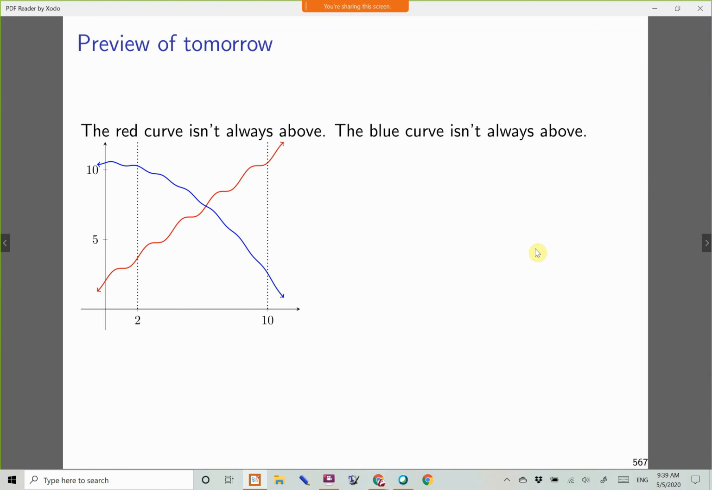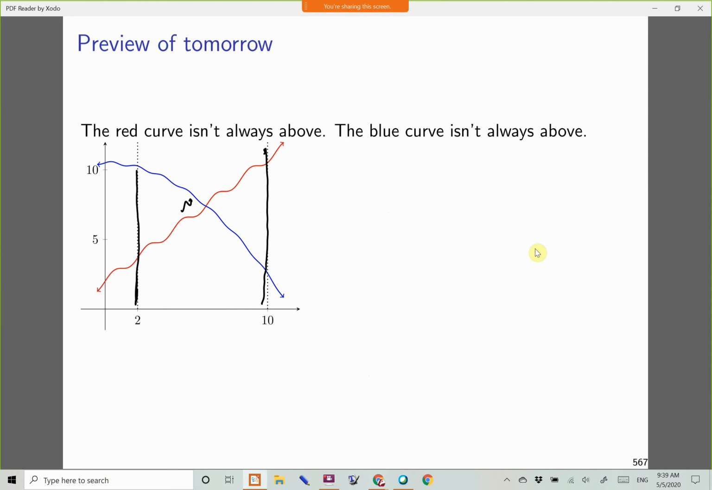So with that, let me say a couple quick things and wrap up with announcements. Tomorrow we're going to look at a situation like this. There are two functions provided, shown here in red and blue, and maybe we're looking between x equals 2 and x equals 10. We will be asked the question: find the area.